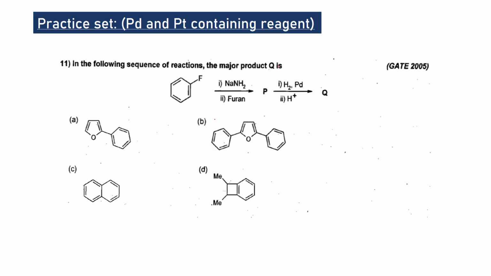Let's go to the next question. In the following sequence, we have the reaction. What will be the major product Q? From the reagents you can see NaNH2 is given, and so it will go through a benzyne generation. In presence of NaNH2, this fluorobenzene will lead to the formation of benzyne.